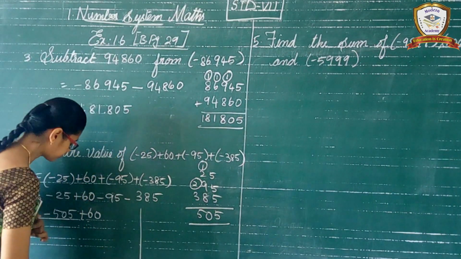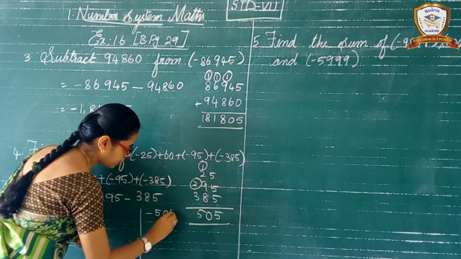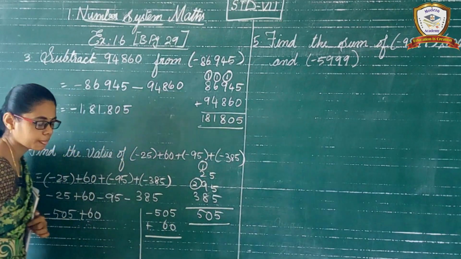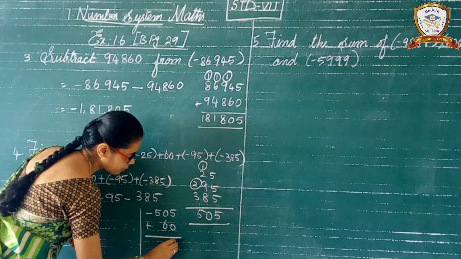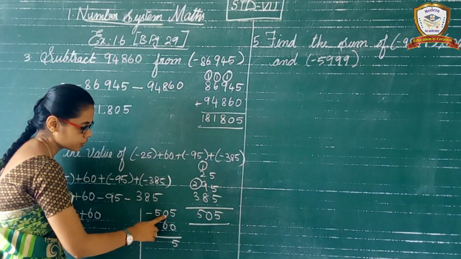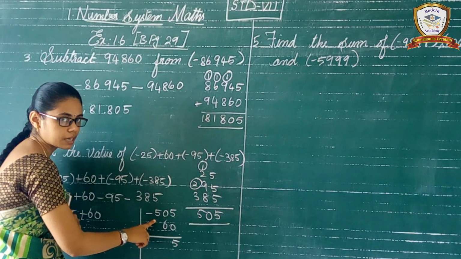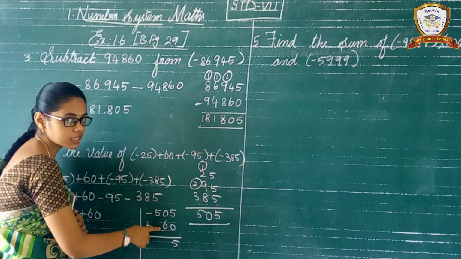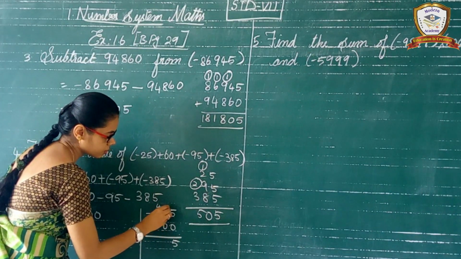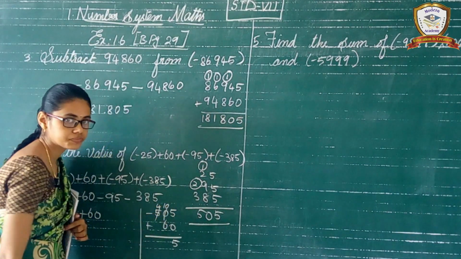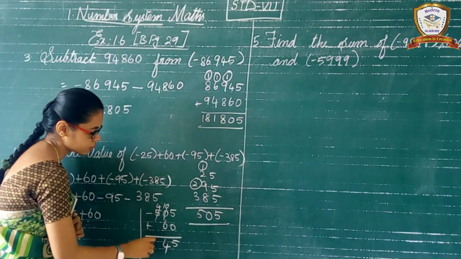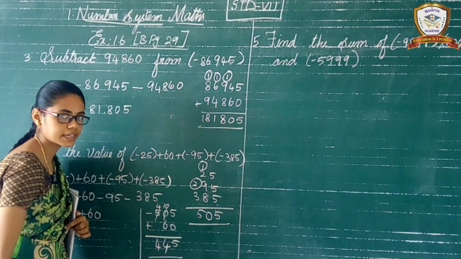So I write here minus 505 plus 60. So we have to subtract. Clear? 5 minus 0, 5. And next one, see, 0 minus 6 we can't subtract. So we can borrow the neighbor number. So 5, 4 and 0 carries to 10. Clear? 10 minus 6, 4. So remaining 4 we can write as it is right here.